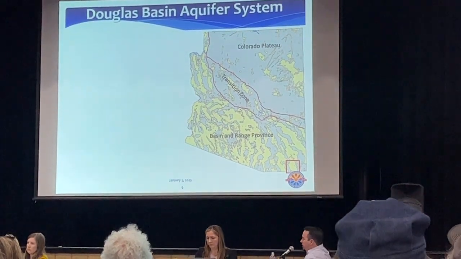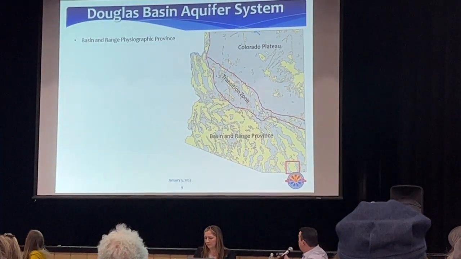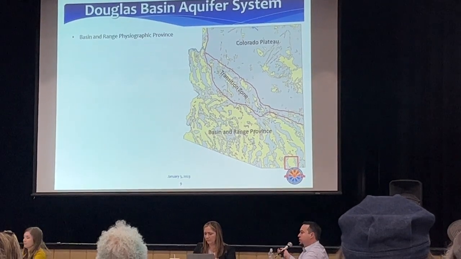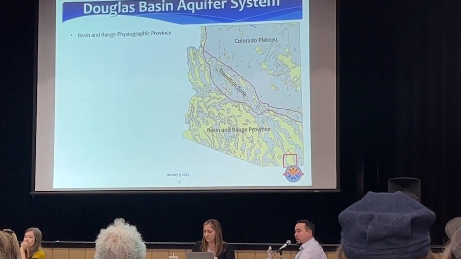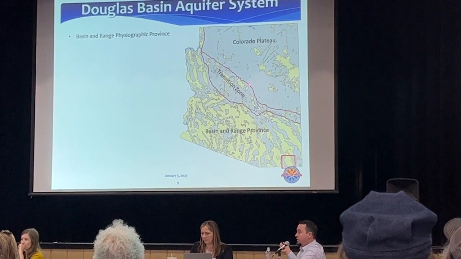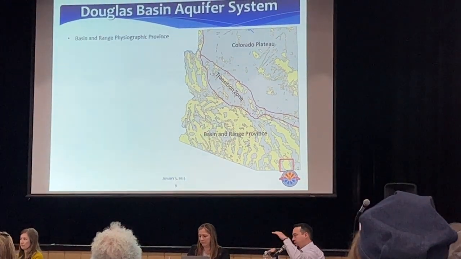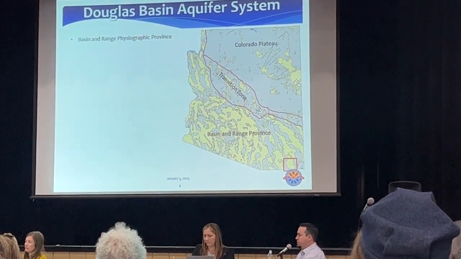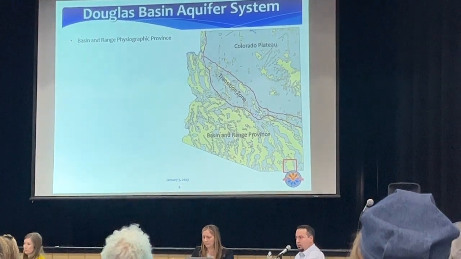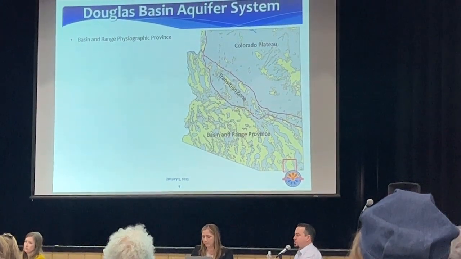This is a view of the state of Arizona. It breaks it up into the 3 physiographic provinces of the state. So up here is the Colorado Plateau. So if you've been to the Grand Canyon, that's the big flat layer cake geology. The topography is pretty flat. There's not a lot of faulting or geologic structures.